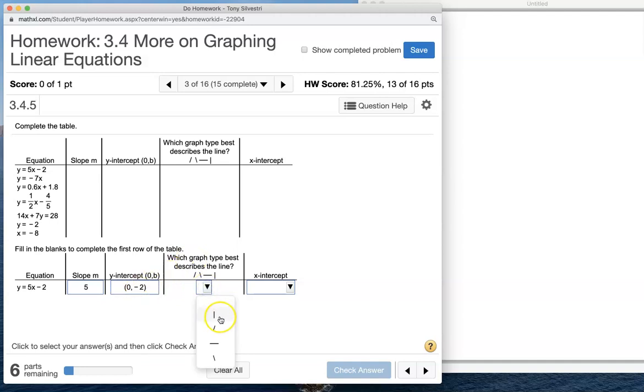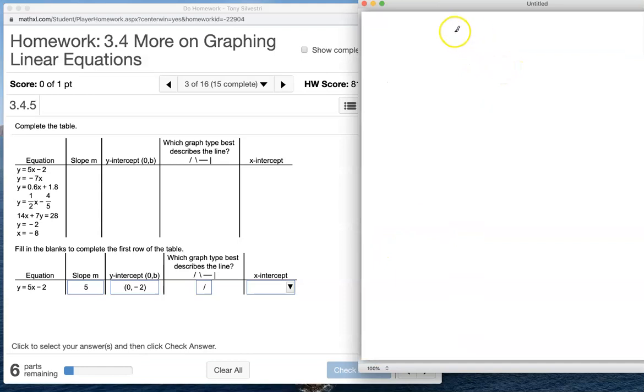Which best represents the type of line this is? Okay, so this is supposed to be a vertical line, a positive slope, horizontal line, negative slope. This is a positive number. It's got to be this. That's a positive slope. Now the x-intercept you actually have to calculate. Okay, of course, you have to calculate it.